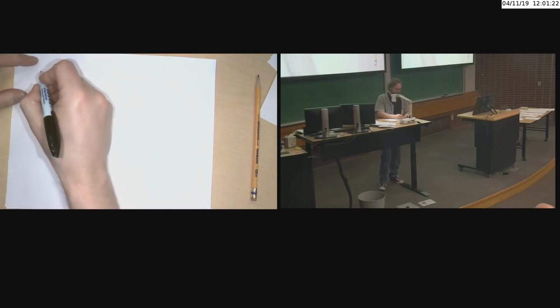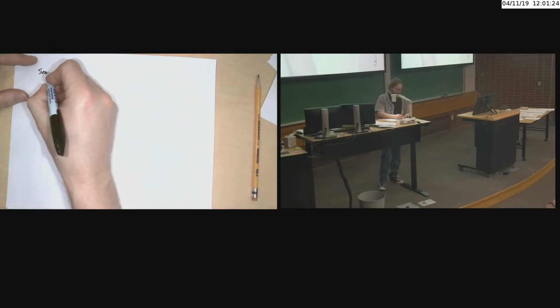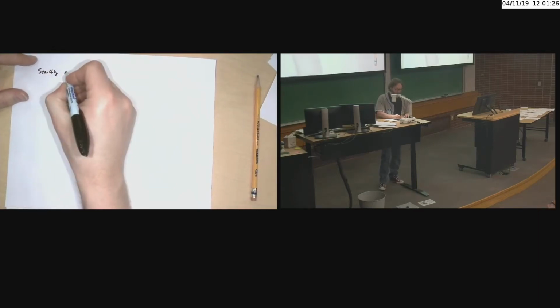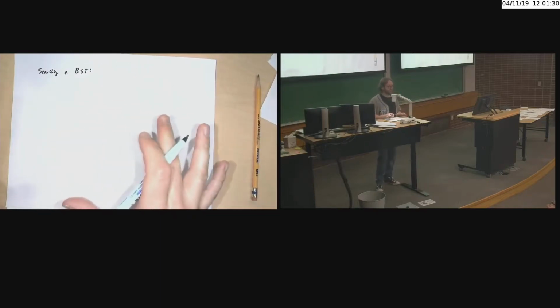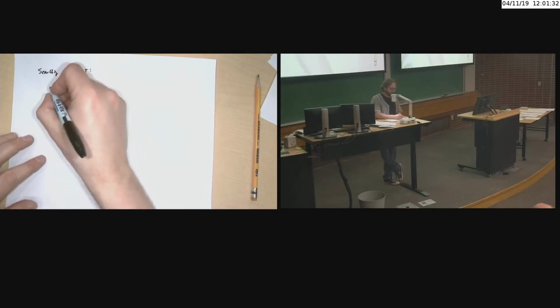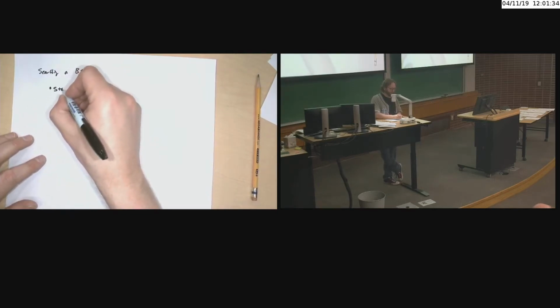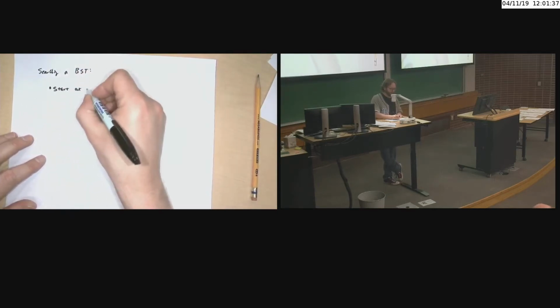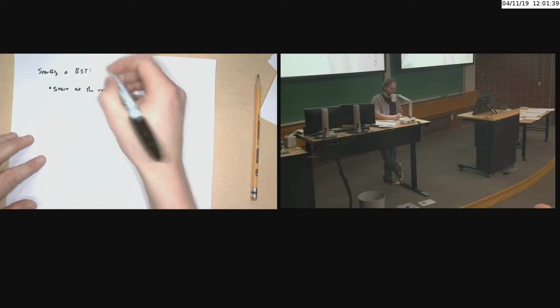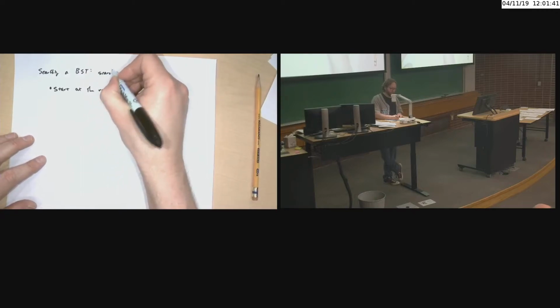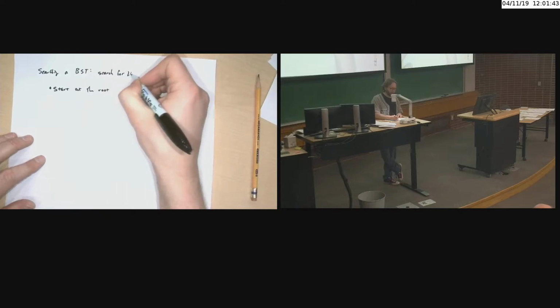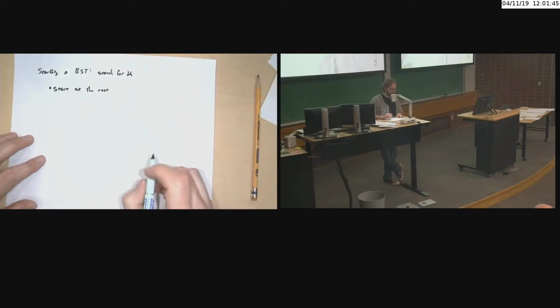With the last few minutes here, I showed you how to search, that you start at the root. Let's go ahead and codify that a little bit. Searching a binary search tree. We'll just sketch this as an outline. So one thing that you do is you start at the root. Say that we're searching for k, some key k.